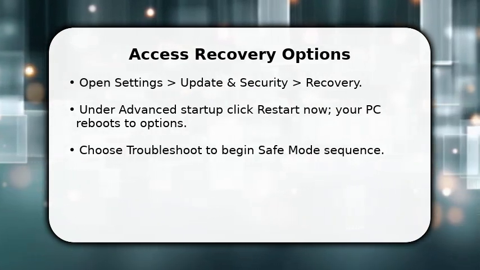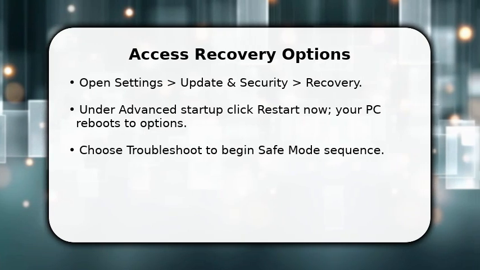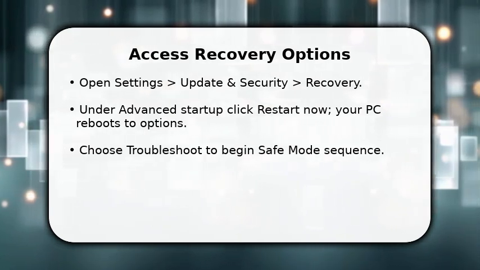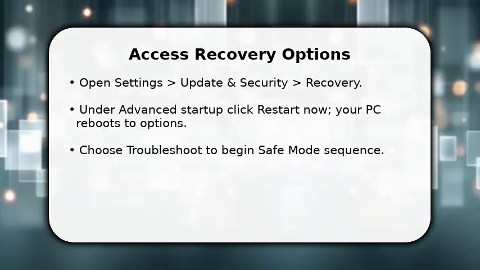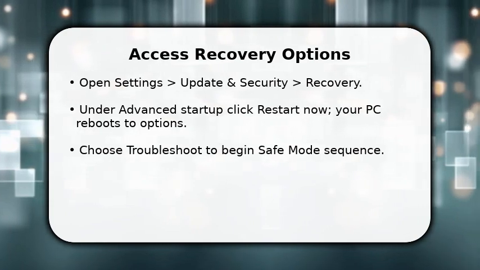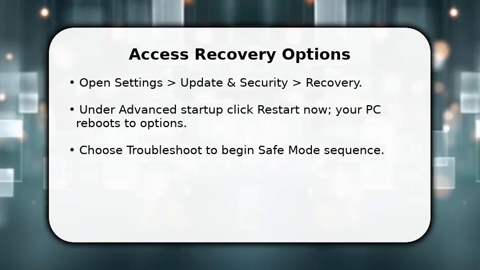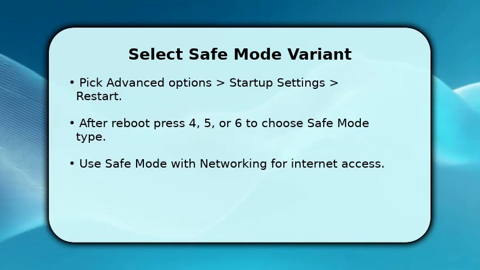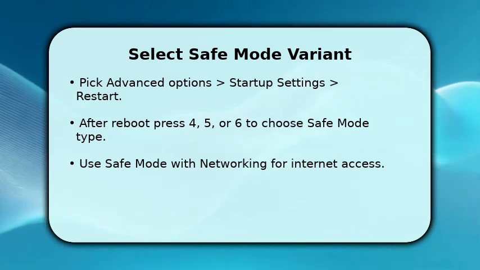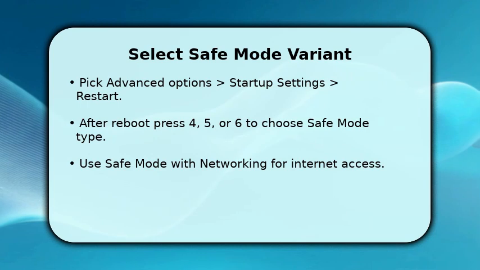You're doing this to isolate startup issues before Windows fully loads, so you can fix drivers or remove problematic software without interference. Now proceed to Advanced Options to keep moving. Once in Advanced Options, go to Startup Settings and click Restart to expose the low-level boot choices.